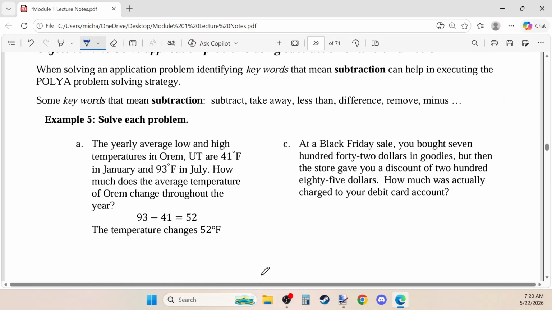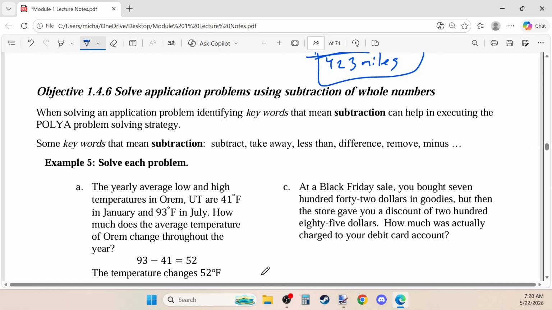Okay, now we're going to do the same thing with subtraction. So these are all good subtraction words. We might want to put those on the chart from earlier. By the way, you should look at that chart as you're studying.